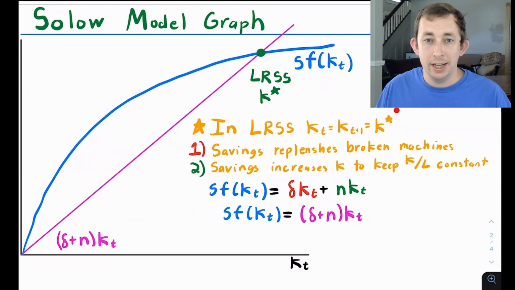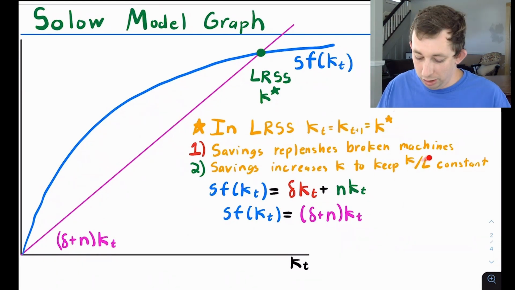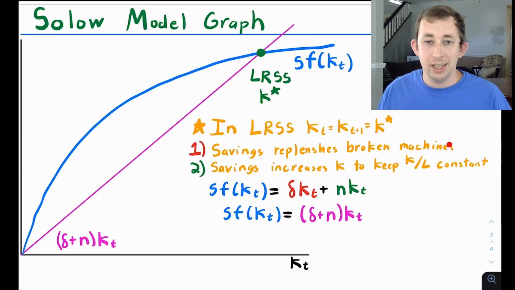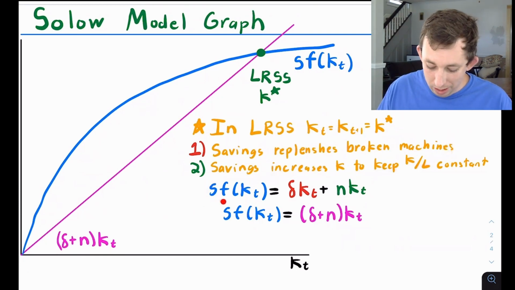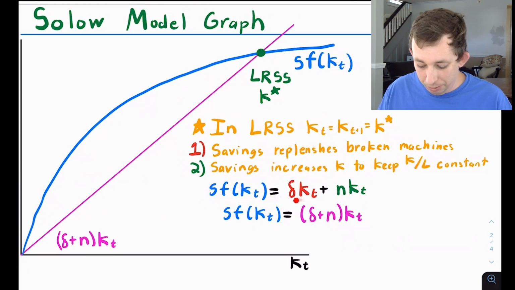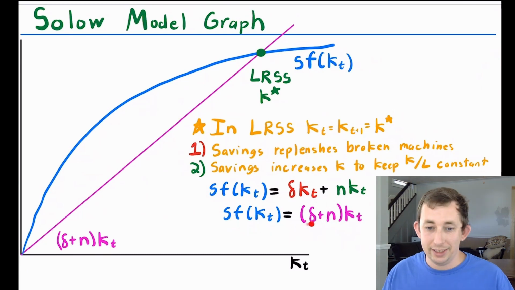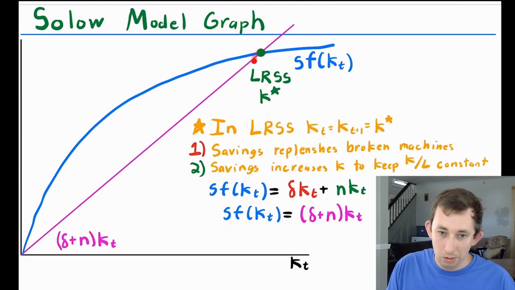Now in that long run steady state, we know that savings equals investment, and we need that investment to do two things. First, we need those savings or those investments to replenish all the machines that break, so it needs to meet depreciation. It also needs to cancel out the rate of population growth. So in equilibrium, we know that s f of kt needs to equal the depreciation plus n kt. Factor out the kt, and we get to the fact that in the long run steady state, that blue curve, s f of kt, needs to touch the purple line, delta plus n kt, which is what we have right here.